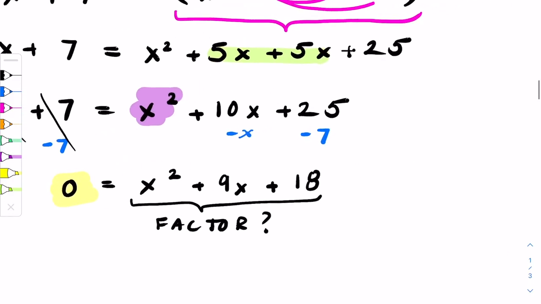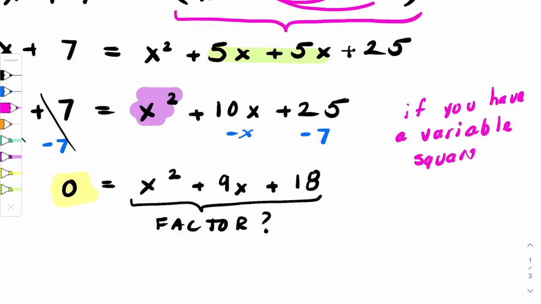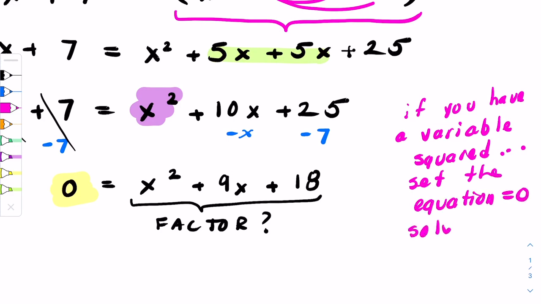So I'll write a little note off to the side. If you have a squared term, or have a variable squared, set the equation equal to 0. And solve for x. Solving for x means you will need to factor.